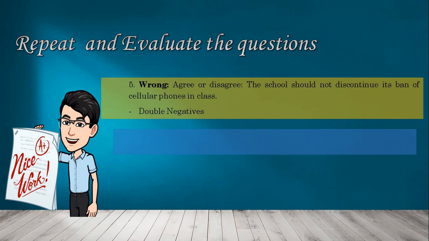Mas maganda kung tanggalin natin yung not and then discontinue na lang, or tanggalin natin yung suffix na dis tapos not continue. Pero dahil meron tayong agree or disagree, pagsamahin natin, i-merge natin yung dalawang ito sa isang question para mas maging answerable siya by yes or no. So for example, do you agree that the school should continue banning phones in class? Ayan, pinagsama natin agree dito and then yung double negative sinanggal natin. So this is answerable now by yes or no.